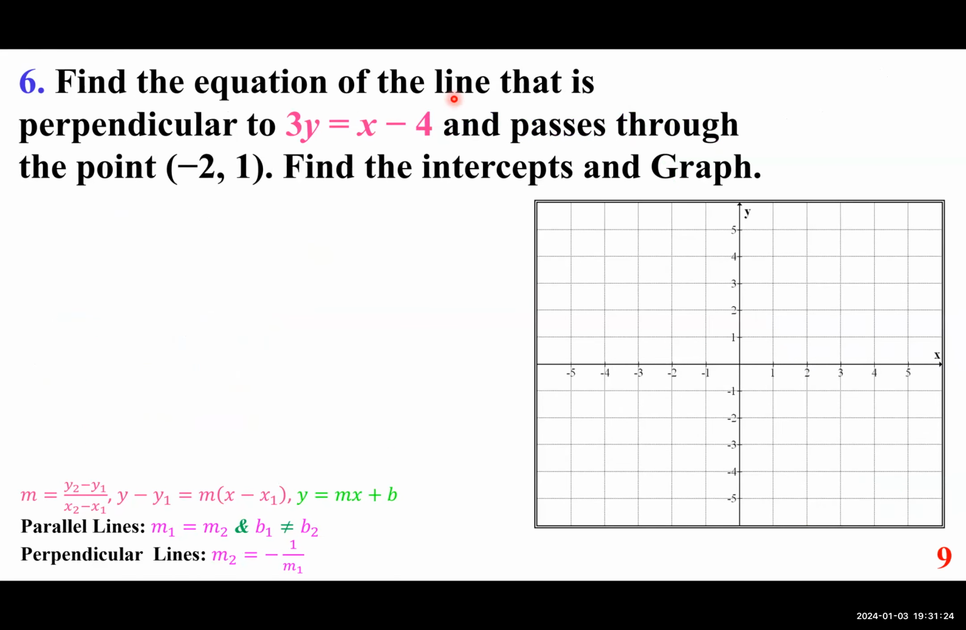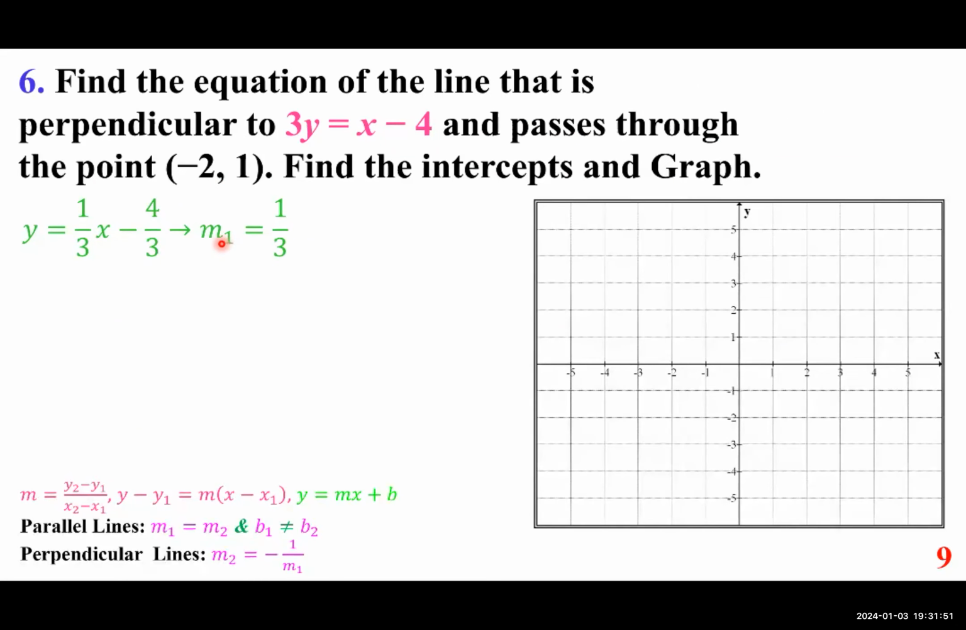Find the equation of a line that is perpendicular to this one, 3y equals x minus 4, and passes through this pair, -2, 1. Find the intercepts and graph. Well, first and foremost, we need to find the slope, which means I'm going to divide by 3. I get 1/3 x minus 4/3, and here's my slope. So I'm going to call it m sub 1. The slope for the given line is 1/3. If I wanted the parallel line to that, I would use the same slope. However, because it's perpendicular, the negative reciprocal of this makes m sub 2 equals -3.